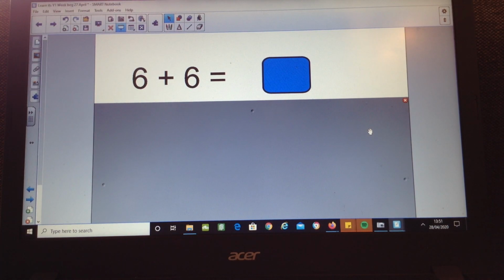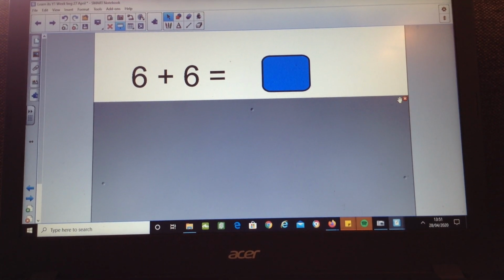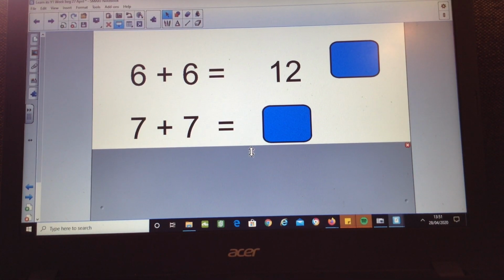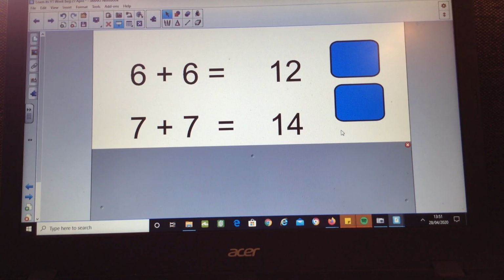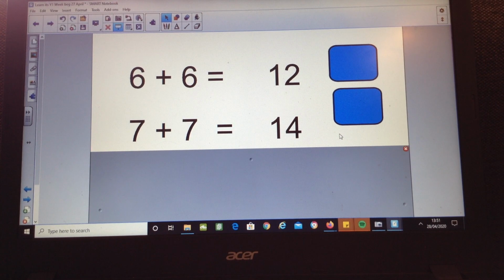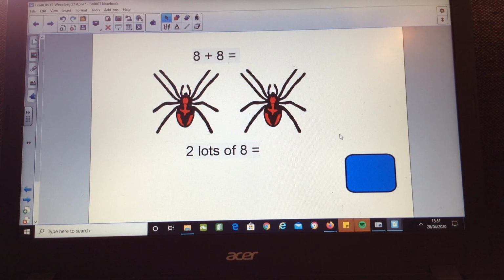So, in the first week, we did 6 add 6. And can you remember what that was? 6 add 6 equals 12. Last week, we did 7 add 7. 7 add 7 equals 14. Now you've got to know those really quickly. Can you work out what our double is for this week? Well, it is, of course, 8 add 8. We've had 6, we've had 7, now we're having 8.